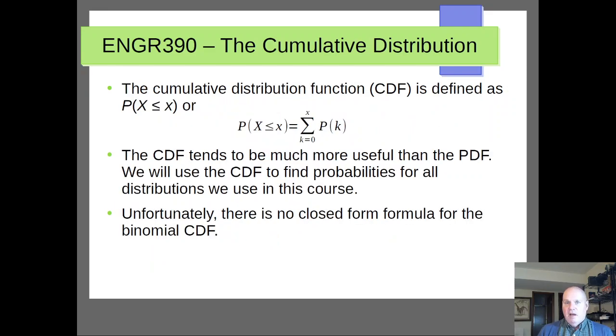Now the cumulative distribution function tends to be much more useful than the probability distribution function, or PDF. The cumulative distribution function is known as the CDF. It's defined as the probability that x is less than or equal to some particular value. So you can evaluate it from the PDF. It would be the sum of all the PDF values for a dummy value taking on the values from 0 up to x.